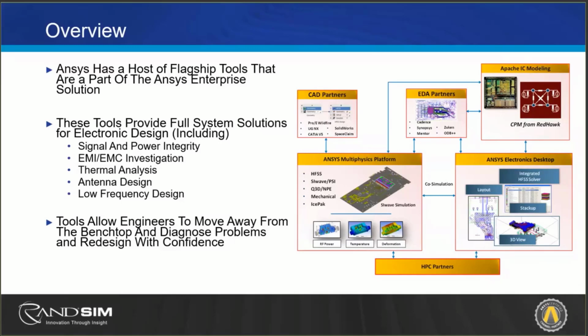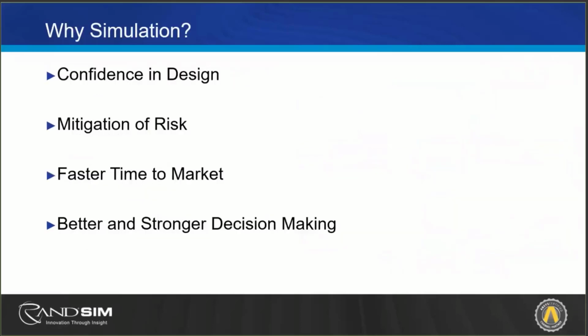And just to take a little bit of a step back, why do we simulate? I kind of talked about it briefly, but it's to build confidence in our designs. It's to reduce or mitigate risk. It's to get your product to market faster with confidence and make better decisions. Now, within this tool set, there are things that can be used on the 3D level, on the circuit level, and we'll talk about all of those today.